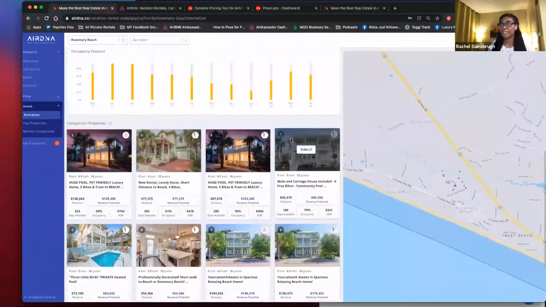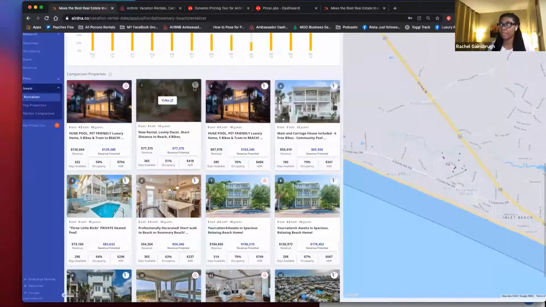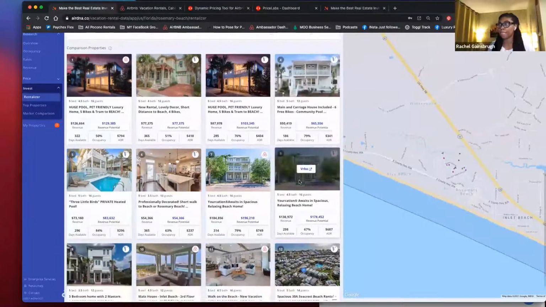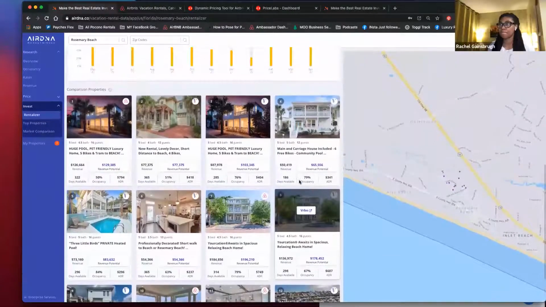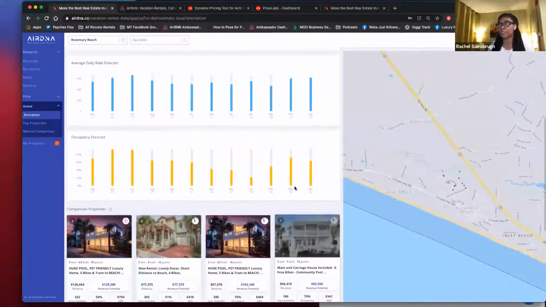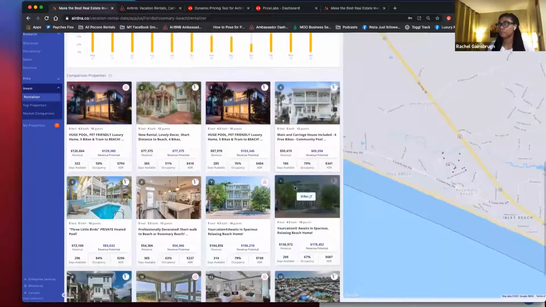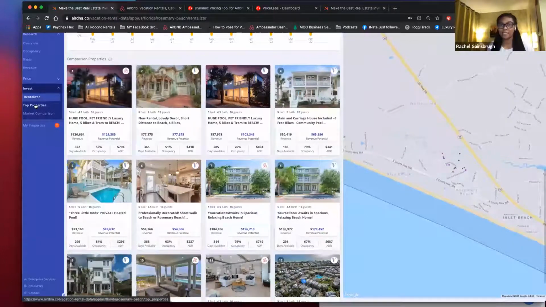Okay. So AirDNA, Airbnb, they are so data-driven that they not only import the information from Airbnb, but they import information from Vrbo as well, okay? So when I said this is my favorite, this part really, really is my favorite. All right, next is the top properties.